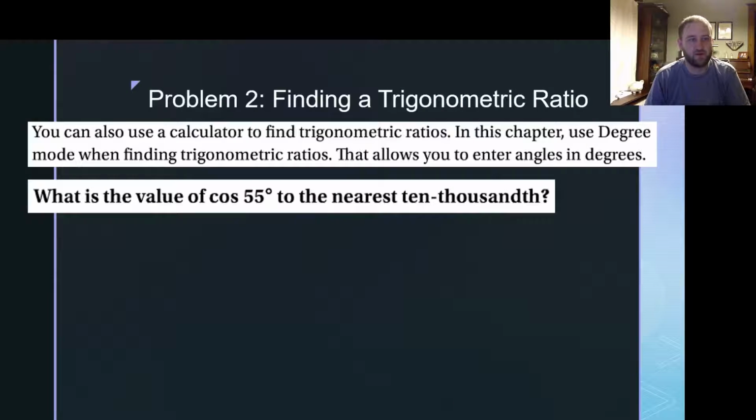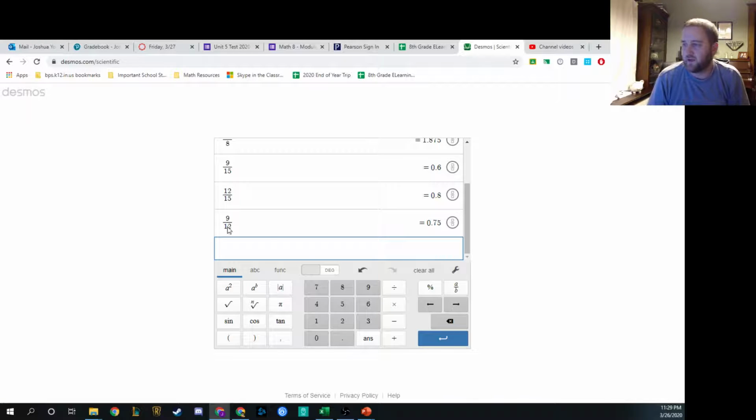Okay, problem 2. Finding a trigonometric ratio. You can also use a calculator to find trigonometric ratios. In this chapter, use degree mode when finding trigonometric ratios. That allows you to enter angles in degrees. So basically, if you're using Desmos, this button right here lets you switch between degree and radian. You want to make sure that this little degree symbol is shown. So as it is right now, this is how we want it.